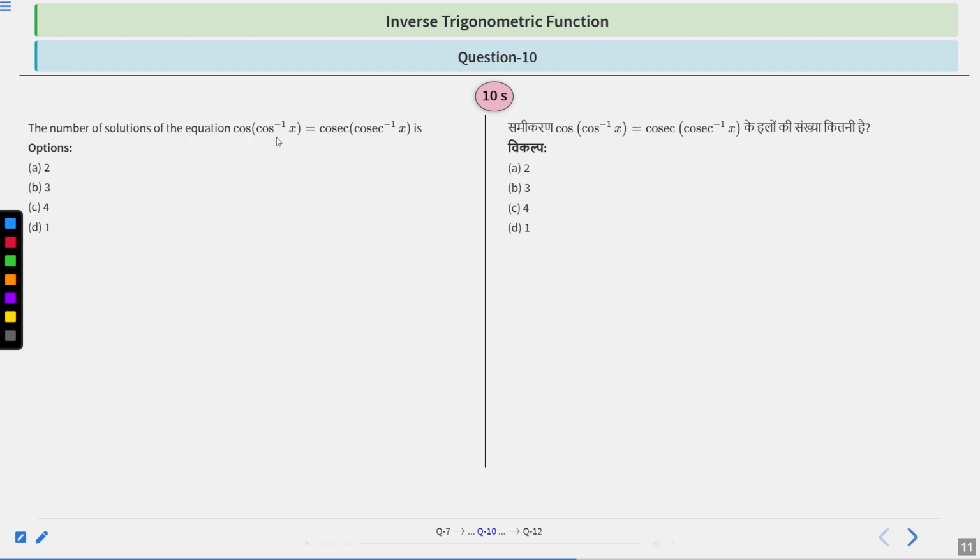See, cos of cos inverse x is basically x when x lies between minus 1 to 1, and cosec of cosec inverse x is x when x lies between minus infinity to minus 1 union 1 to infinity, right? So you can also see the common solutions between these two expressions. Okay, so in this way you can try to approach this question. You have 10 seconds to solve or think about this question. After 10 seconds we will discuss the solution. Got it?